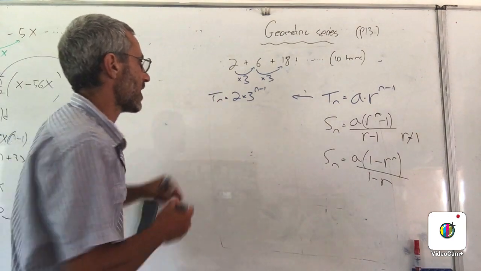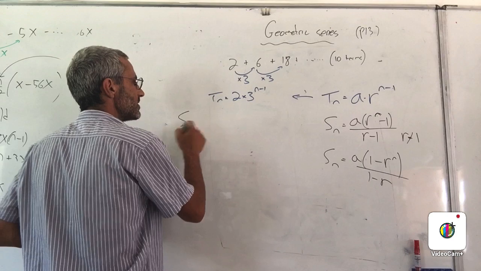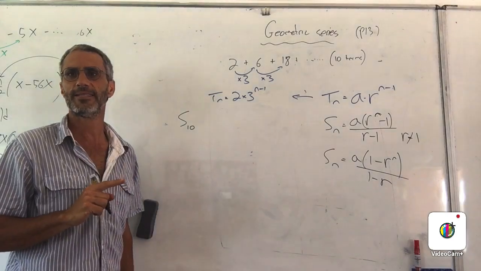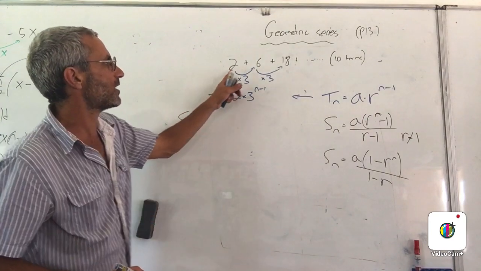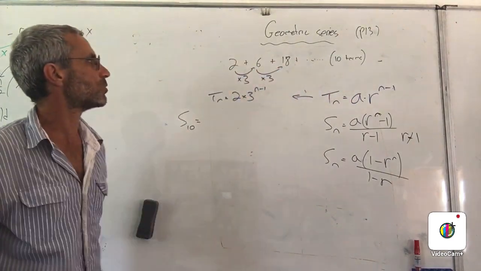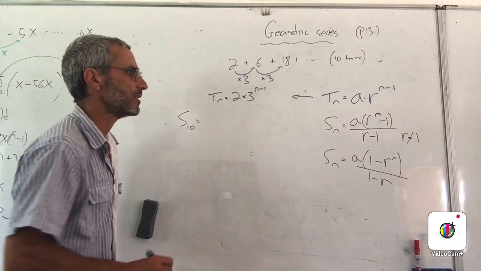Let's start with this. I want to know what is the sum of the first 10 terms. So what should I write? I want to find out how much all this business is equal to: 2 plus 6 plus 18 all the way. So what should I write?